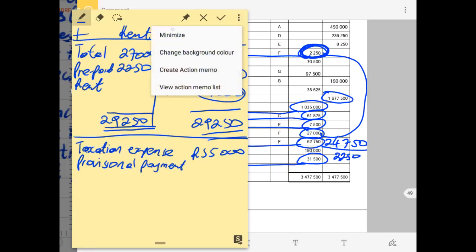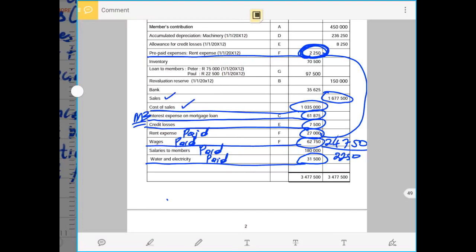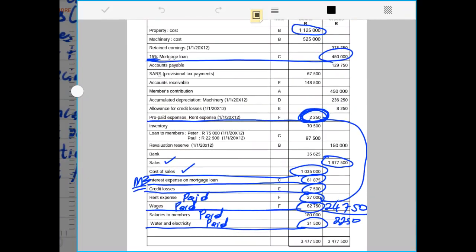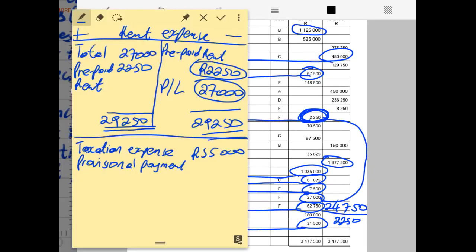There was a tax that was provisionally paid during the year, and that provisional tax payment appeared there as SARS provisional tax payment, 67,500 rands.